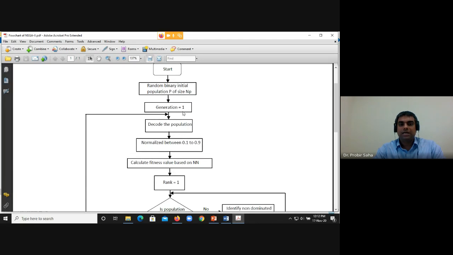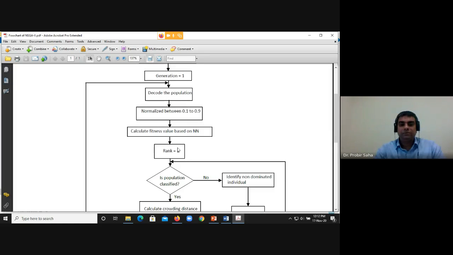Generation starts, then we decode the population because you have started with binary code. The binary code has to be converted into the real value with the help of some sort of linear interpolation. I will explain that one. This is the flowchart I have used for a neurogenetic algorithm, right?